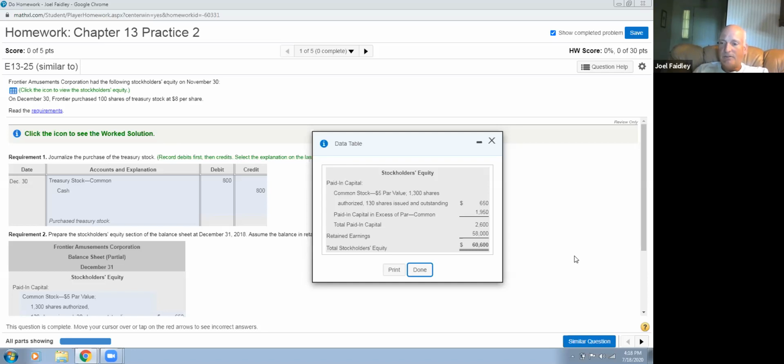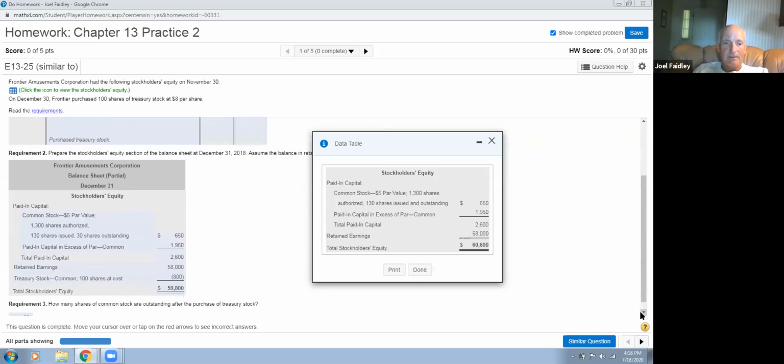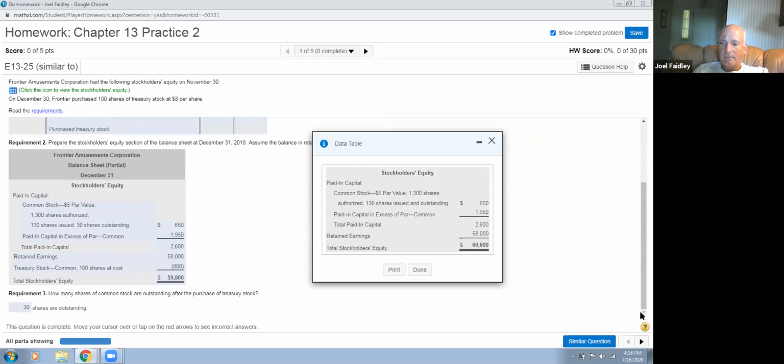And then they just want you to show, it looks like the stockholders' equity layout at the end of the year. So there's my 1,300 shares authorized, 130 shares issued, nothing changed there, but only 30 shares outstanding. Remember, they purchased 100 of their shares back.